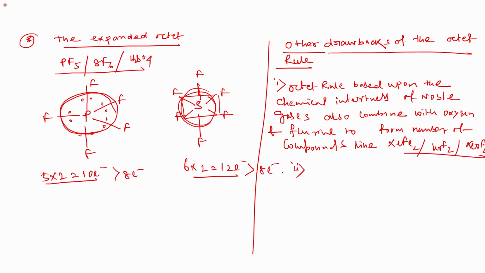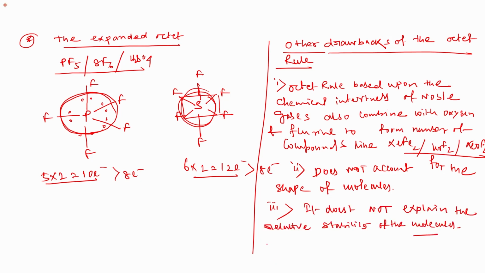The second drawback, if you see, is that this theory does not account for the shape of molecules, because from the octet rule we can just calculate how many electrons are present in the valence shell, and we can say it is stable or not stable, or whether it exists or does not exist in nature, but we cannot say the shape of the molecule. Third, it does not explain the relative stability of molecules; it does not give a proper explanation of the stability of a molecule. So these are some drawbacks.